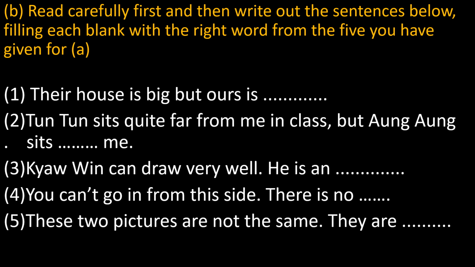Read carefully first, then write out the sentences below, filling each blank with the right word from the 5 you have given for A. Their house is big, but ours is small. S-M-A-L-L. Small. Tonton sits quite far from me in class, but Ao Ao sits near me. N-E-A-R. Near.